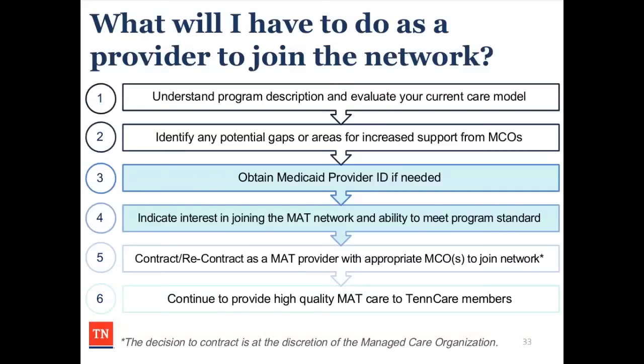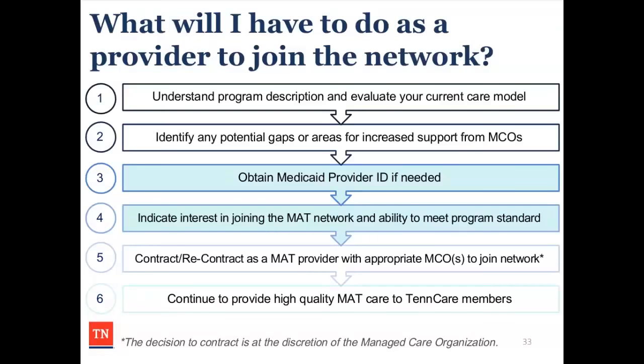Wu. So back to our step slide, you can see that we went through step 1 and did an overview of the program description. As we keep saying, make sure to go back and read that program description, really get to know it. But we're going to focus right now on step 3 and step 4. So the first one, step 3 is to obtain a Medicaid ID, which we said is essential in order to move forward with the MAT networking process.